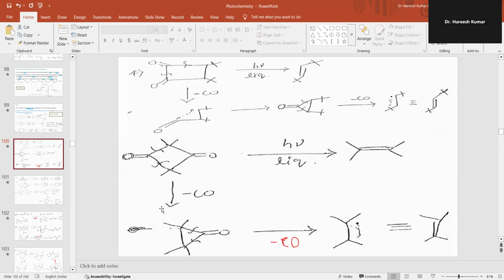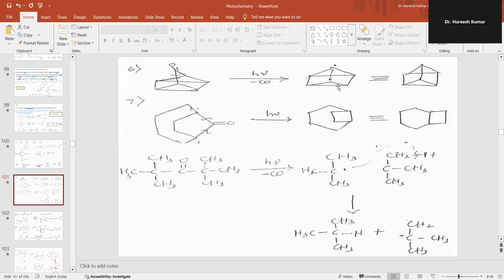So the mechanism: initially there will be a loss of carbon monoxide and then a 3-membered ring. The 4-membered diketone is converted into a 3-membered ketone. And this is again Norrish type 1 reaction. Cleavage here. Carbon monoxide is the leaving group, forming a diradical. This diradical can form a pi bond, forming a compound. Okay, I will go to the next slide.